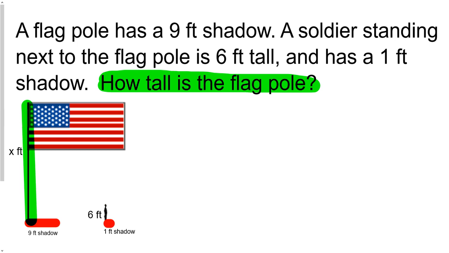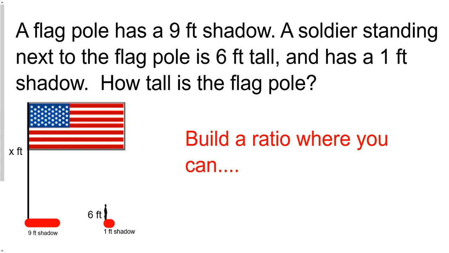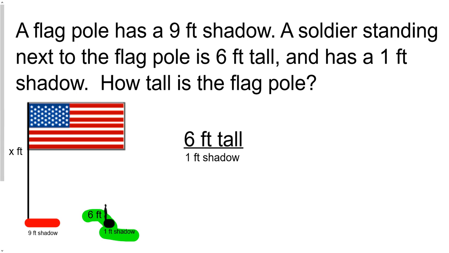And from here, we can actually build a ratio. So if I put the soldier's numbers together, 6 feet to 1-foot shadow, and you'll see I even took the time to label that the 6 feet was how tall he was, or the height, and that the 1 foot was the shadow. I can put these two together as a ratio.